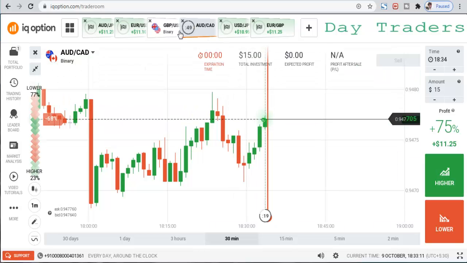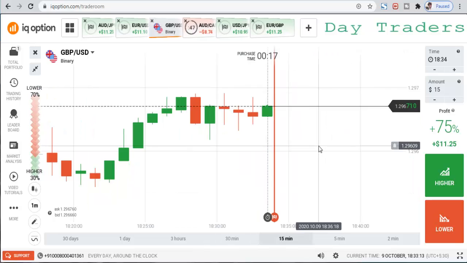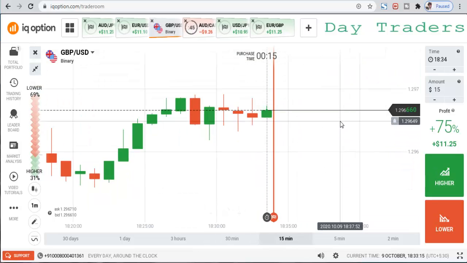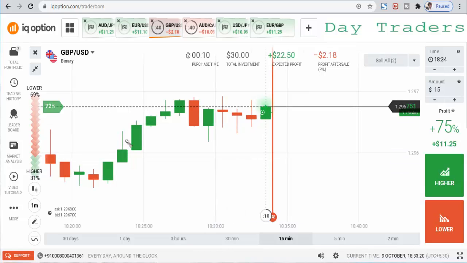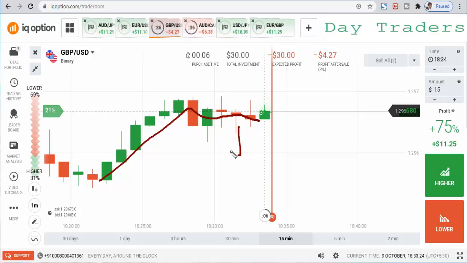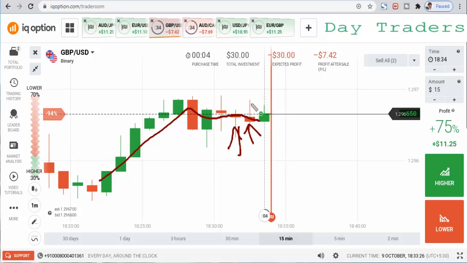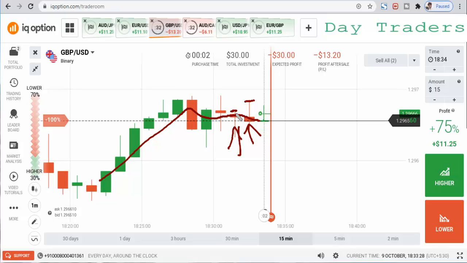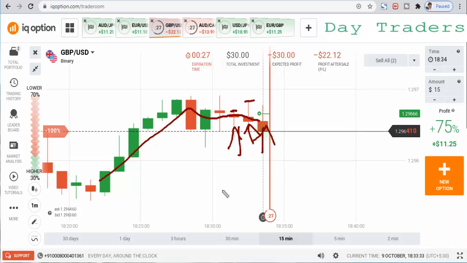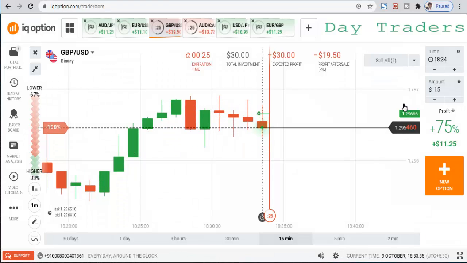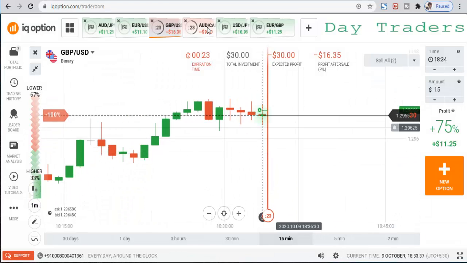Okay, I will place a higher option. Okay, I will place a higher option. Very good entries, no problem. And this is an uptrend market. So this is a very strong rejection. This candle makes a new high after this candle. So I expect the candle to make a bullish candle. So that's the reason I will place a higher option.